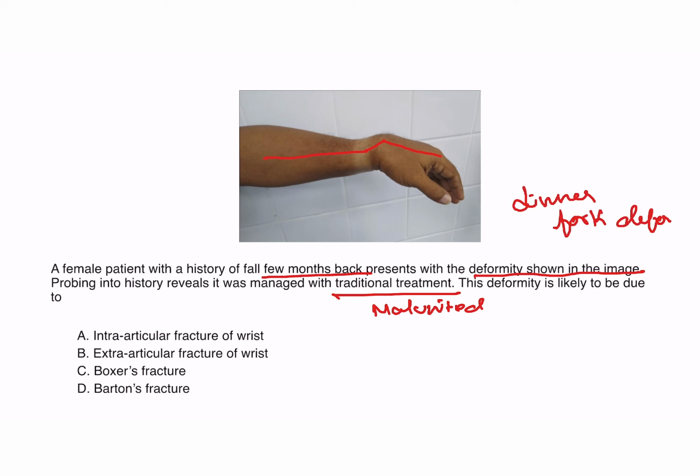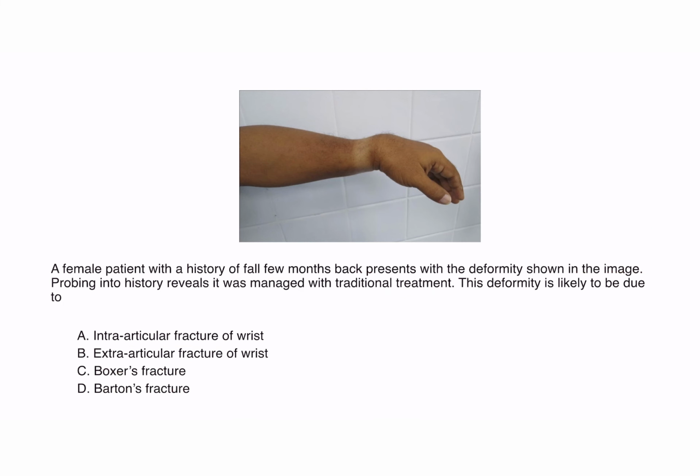So it's a dinner fork deformity. In case of dinner fork deformity, how are you going to manage this? This deformity is likely due to what fracture? Dinner fork deformity is due to Colles fracture. The question is about Abraham Colles fracture. What type of fracture is it? That's the question, right? Whether it is an intra-articular fracture or an extra-articular fracture. It is definitely not a boxer fracture. It is not a Barton fracture. So whether it is intra-articular or extra-articular, let's discuss that.